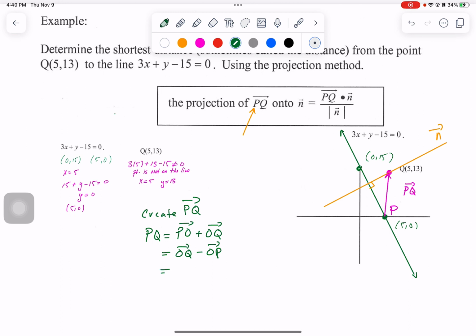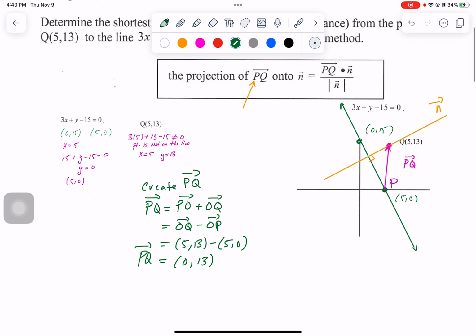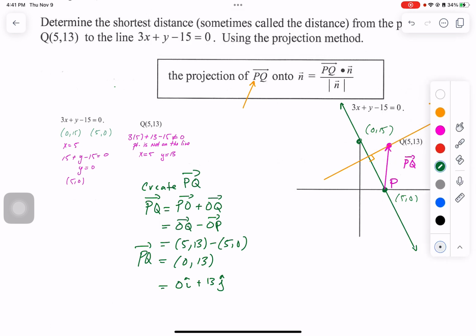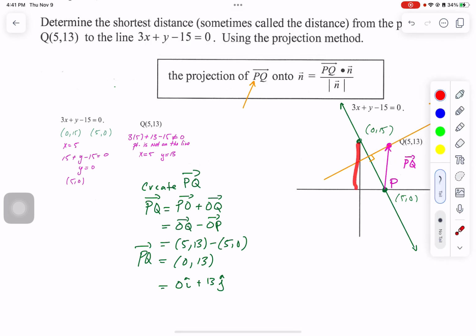So it's actually going to be OQ, which is (5, 13), minus OP, which is (5, 0). So I'm going to get (0, 13). That is my vector PQ. Remember, that means my vector PQ is 0i plus 13j, and it's actually here, the same vector as this one. All right, so now I have PQ.